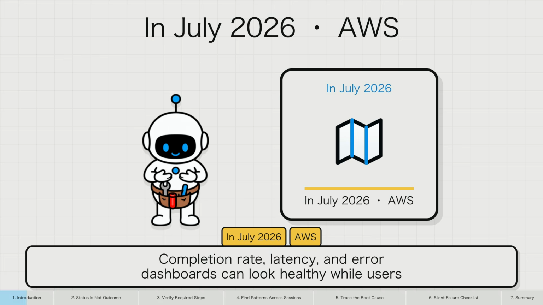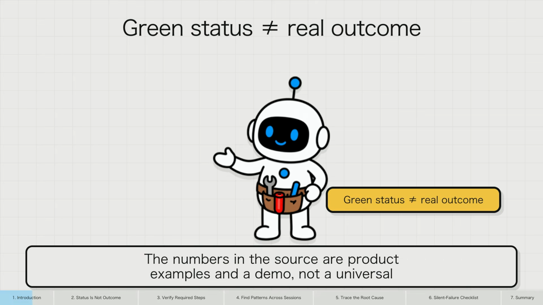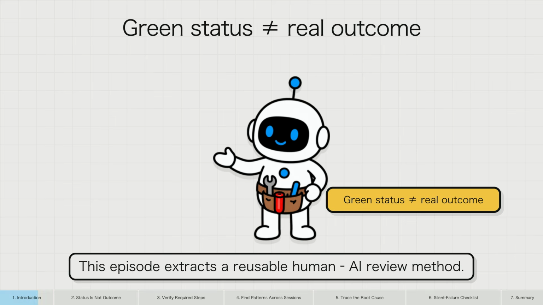Completion rate, latency, and error dashboards can look healthy while users still receive the wrong outcome. The numbers in the source are product examples and a demo, not a universal failure rate. This episode extracts a reusable human-AI review method.